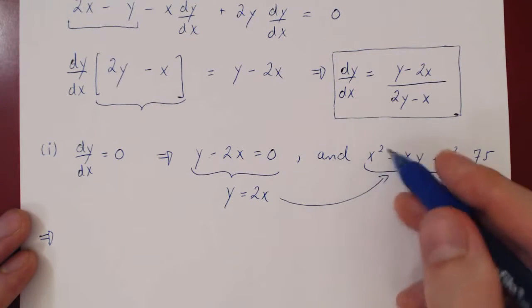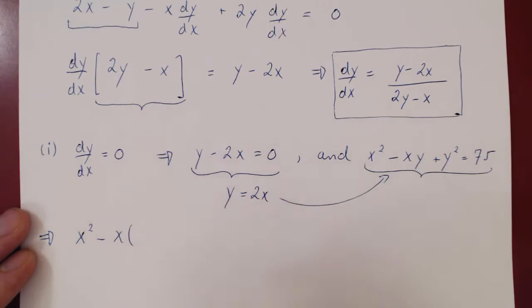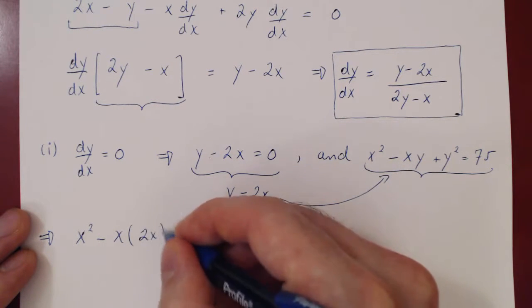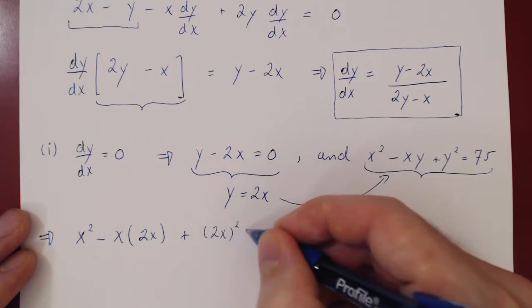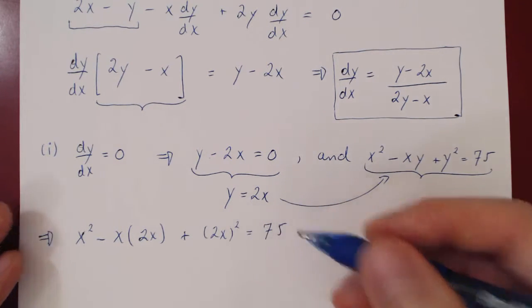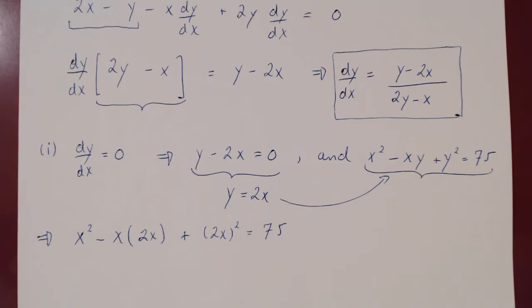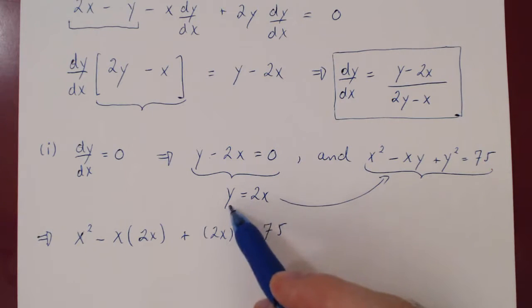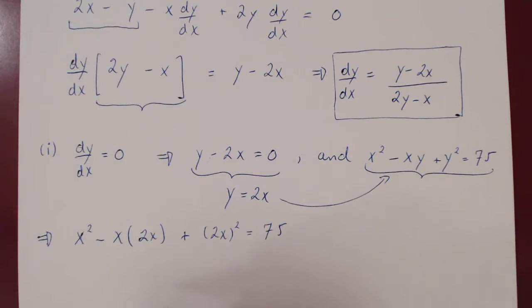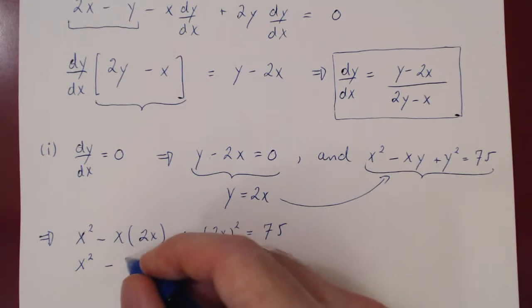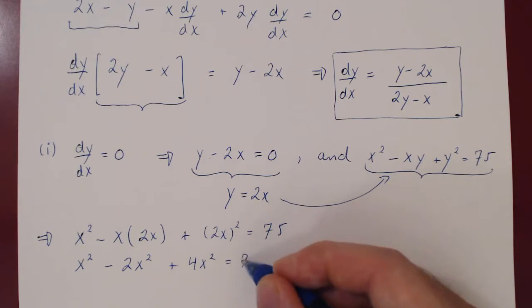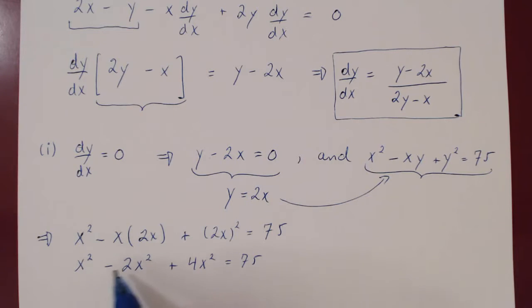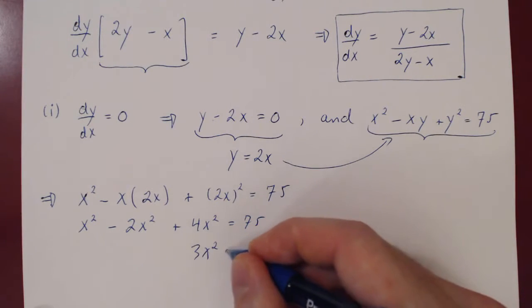So what do we get? Well, x squared stays x squared, minus x times y, but y must be 2x, plus y squared, 2x squared, and that equals 75. And if you notice, what we have now is a quadratic in x. So let's solve for x, and then we'll solve for y. So what do we have here? Well, we have x squared minus 2x squared plus 4x squared equals 75. So x squared minus 2x squared is negative x squared, plus 4x squared gives us 3x squared, and that's 75.